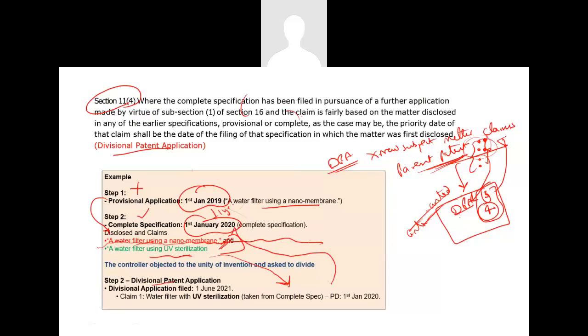So the priority date is antedated to a date which is earlier. That is 1st Jan 2020. That would be the priority date for the claim of the divisional patent application because it was in the complete specification filed on 1st Jan 2020 that we found UV sterilization. The date of filing of the divisional application itself cannot give any priority to its claims because it has nothing new of itself. Everything that it has is coming from its parent patent application, which is the complete spec.